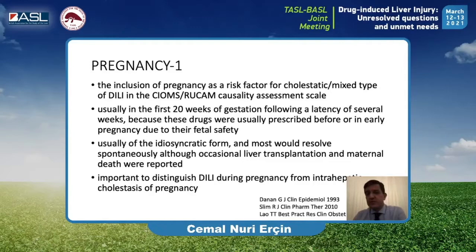Although pregnancy is included as a risk factor for cholestatic or mixed type DILI in the RUCAM causality assessment scale, there is limited data about the relationship between DILI and pregnancy. Presentation was usually in the first 20 weeks of gestation, following a latency of several weeks, because these drugs were usually prescribed before or in early pregnancy due to their perceived safety. The hepatotoxicity is usually of idiosyncratic form, and most cases would resolve spontaneously, although occasional liver transplantation and maternal death were reported. Because of similar clinical findings, it is important to distinguish DILI during pregnancy from intrahepatic cholestasis of pregnancy.